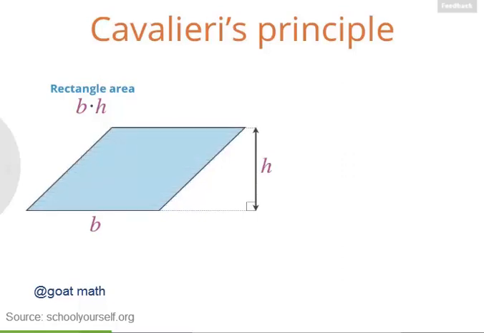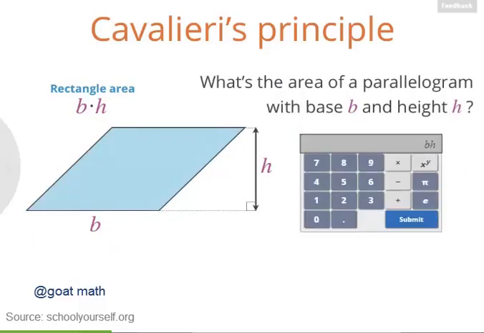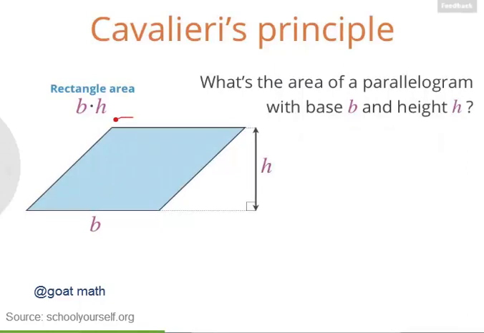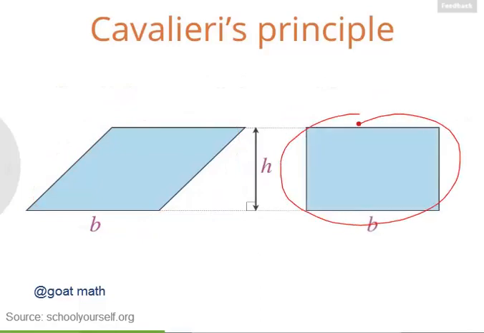So according to Cavalieri's principle, what's the area of a parallelogram with base b and height h? Exactly right. So a parallelogram with base b and height h has the same area as a rectangle with base b and height h, because you can rearrange really thin slices of the rectangle so they form a parallelogram.